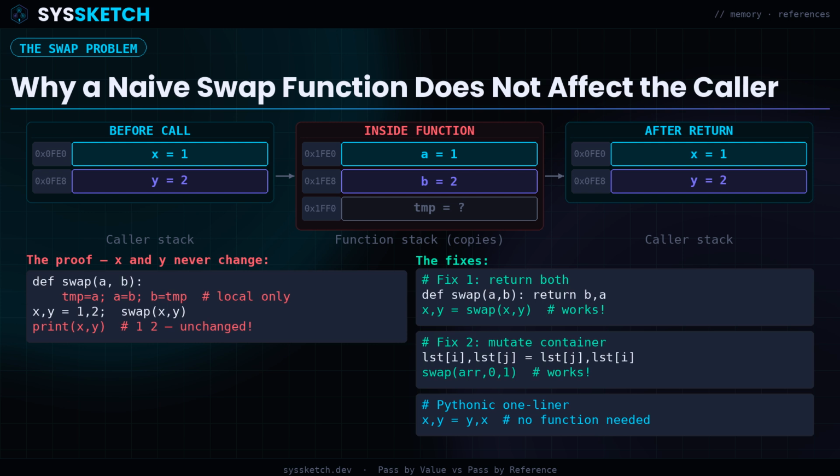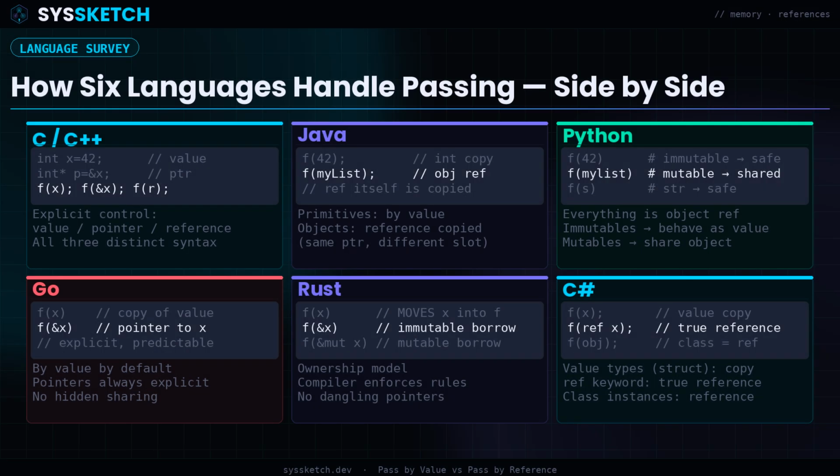C and C++ give you explicit control. You can pass by value with a plain argument, by pointer with an asterisk, or by reference with an ampersand. Java passes primitives like int and boolean by value and passes objects by reference, meaning the reference itself is passed by value. You get a copy of the pointer. Python passes everything by object reference. Immutable types like integers, strings, and tuples behave as if passed by value because you cannot mutate them. Mutable types like lists and dicts behave as if passed by reference because you can mutate them in place.